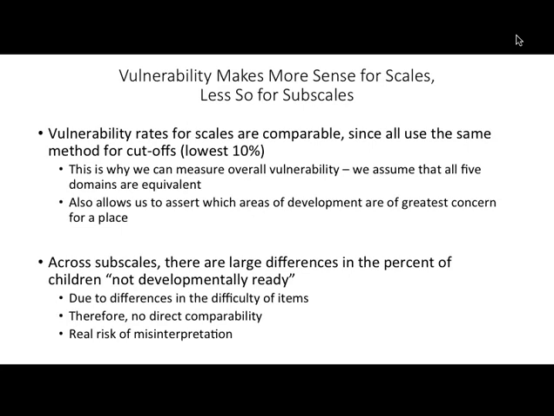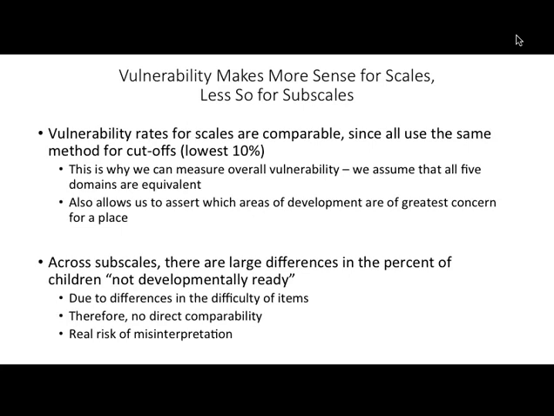In your community, physical health and well-being might have a vulnerability rate of 18% and language only 10%. And that means that vulnerability is worse or more challenging on the physical side than the language side. It's all based on this cutoff that's set for the lowest 10%.